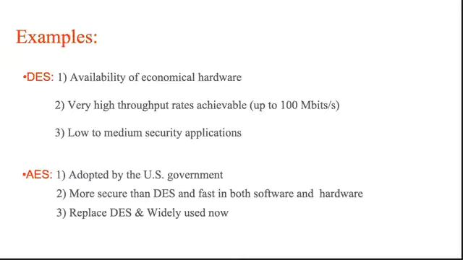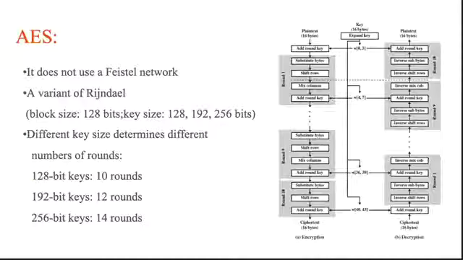DES is one of the earliest block ciphers. It was widely used before. It can be run on economical hardware and its throughput rates are very high. AES appeared and it was adopted by the US government in 1998. It performed more safely and fast in both software and hardware.